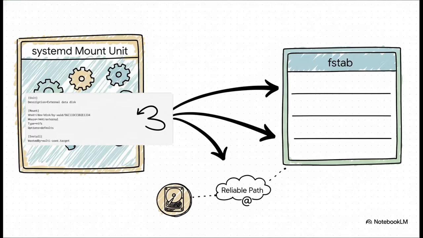Now, I know this might look a little more complex, but it's actually really clear once you see it. Check out that mount section. You've got What, Where, and Type. Sound familiar? They map directly to the first 3 columns of fstab. And get this, systemd is so smart that it actually reads your fstab file when you boot and creates these mount units for you in the background. So by creating your own file, you're just taking manual control for those more advanced situations.